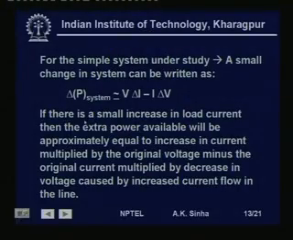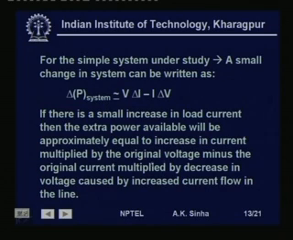So if there is a small increase in load current, then the extra power available will be approximately equal to the increase in current multiplied by the original voltage. That is, if the current changes by delta I, then extra power available will be V into delta I, but actually the power which is available is not going to be equal to this, because of this change in current there is going to be a drop in voltage.